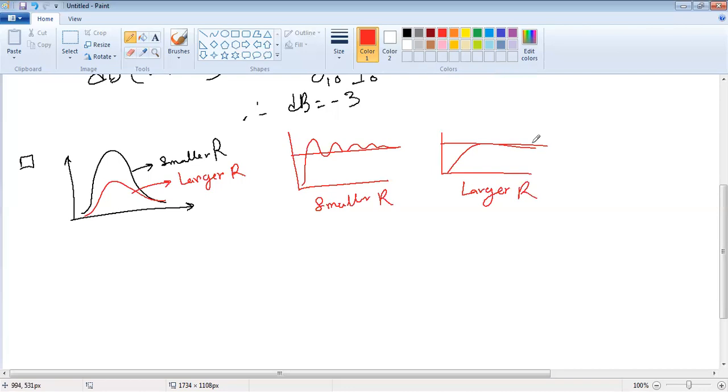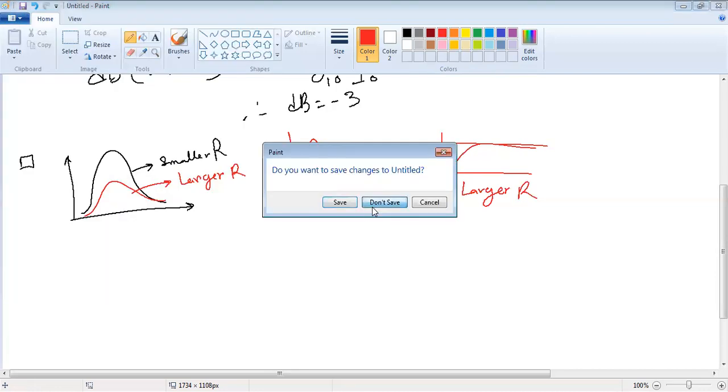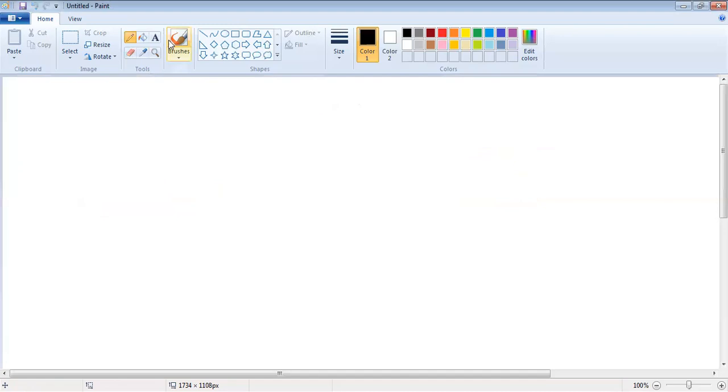So this is all about your series resonance condition, and now we are talking about parallel resonance, or resonance in a parallel circuit.